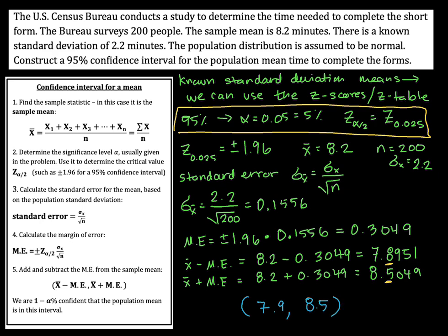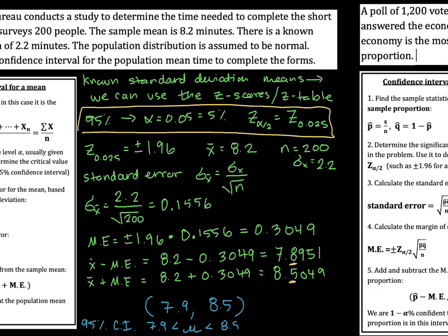8.5. So that means that we are 95% confident that the population mean is between 7.9 minutes and 8.5 minutes, right? So this is the mu. Another way we can write it is mu is between 7.9 and 8.5, and we're 95% confident in that. All right, so that is a confidence interval for a sample mean.